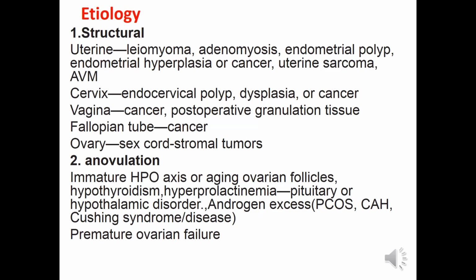Number 2, anovulation, as immature hypothalamic pituitary axis or aging ovarian follicles, hypothyroidism, hyperprolactinemia, pituitary or hypothalamic disorder, androgen excess as in PCOS, CAH, Cushing syndrome or disease, premature ovarian failure.